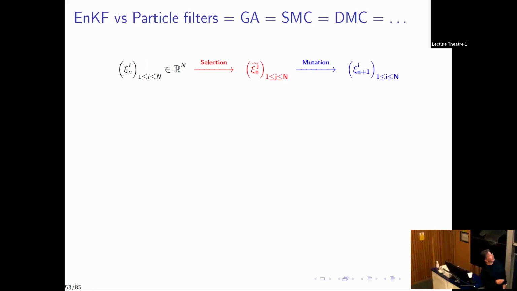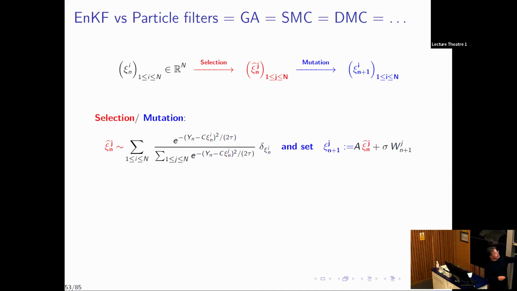So now let's look at particle filters, and how particle filters apply to this situation. I'm talking about the genetic algorithm, SMC, DMC, and what people call the bootstrap particle filter, which has never been introduced in the literature. I know the particle filter, I know the bootstrap filter, but the merging, I don't know that. Okay, so let's look at the selection, the bootstrap particle filter.